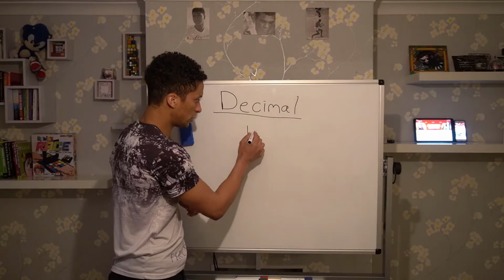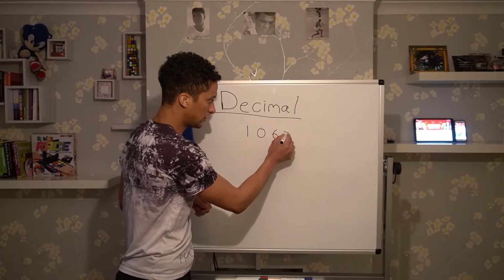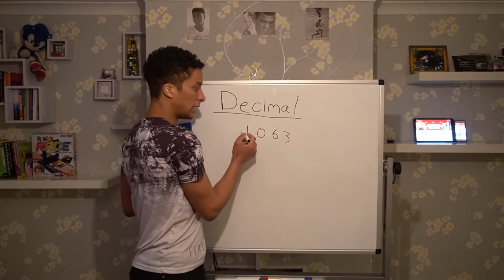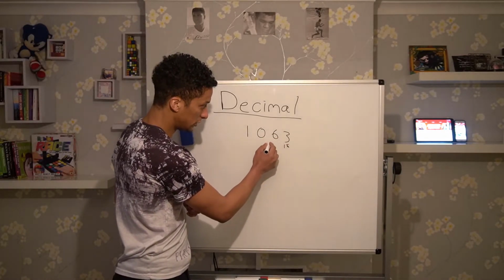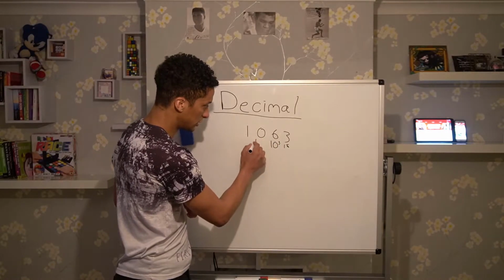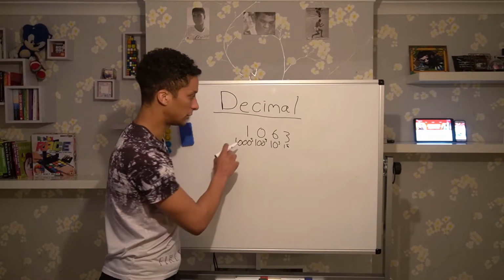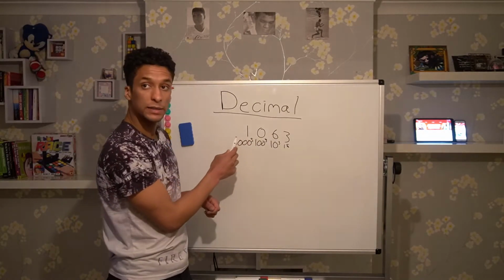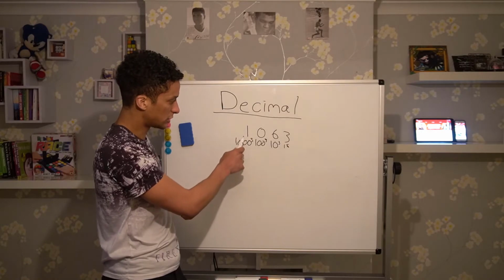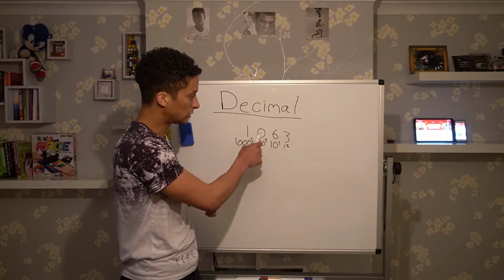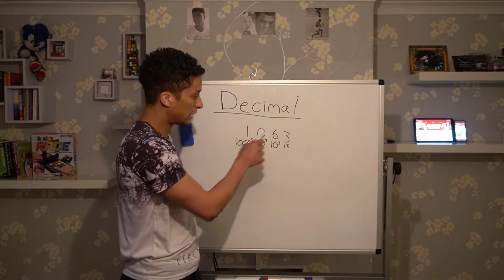So let's say we've got the number 1063. Okay. This column is the ones column. This column is the tens column. This column is the hundreds column. And this column is the thousands column. Each column is 10 times greater than the column to its right. So the thousands column is 10 times greater than the hundreds column. The hundreds column is 10 times greater than the tens column, and the tens column is 10 times greater than the ones column.